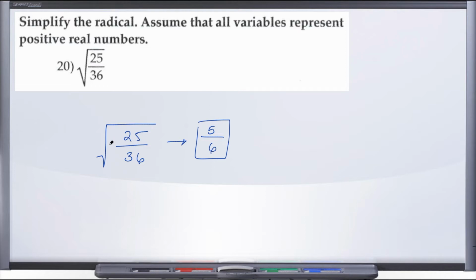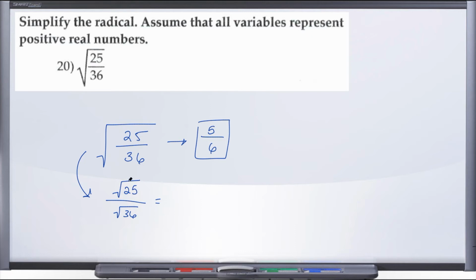If, however, you don't particularly like working with a fraction under the radical, what you can do is break up a big radical like this into two smaller radicals. What I mean by that is we can take this initial radical and break it into radical 25 over radical 36. And here again, we'll end up with the same answer, but visually speaking, it may be easier for you to see why we end up with 5 over 6.